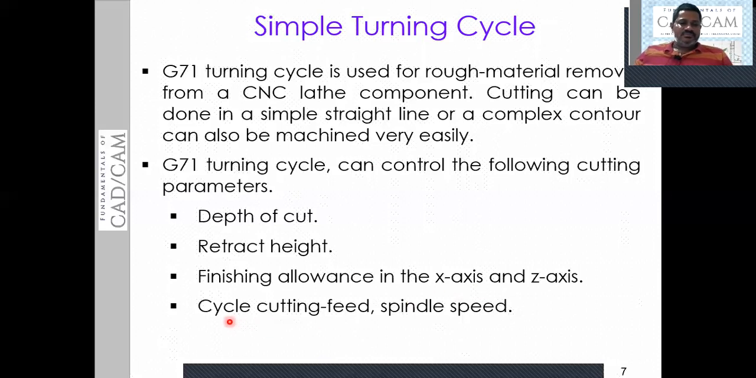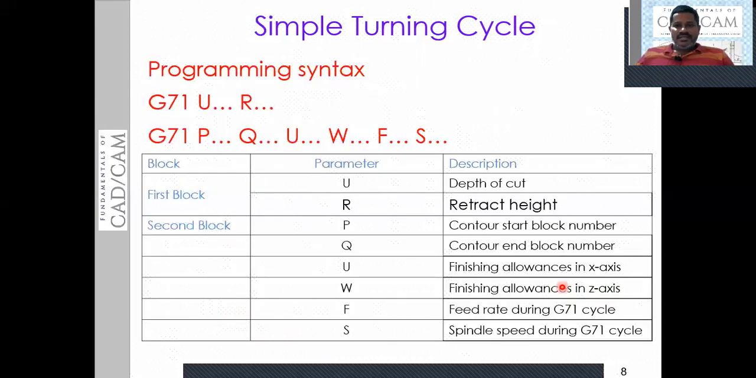Then the cutting speed, or feed, and spindle speed. When you are performing an operation, it requires feed and spindle speed. These two are also very important parameters for the turning cycle. This is exactly the syntax, or the format, of the simple turning cycle that you can see here: G71 followed by U and R.